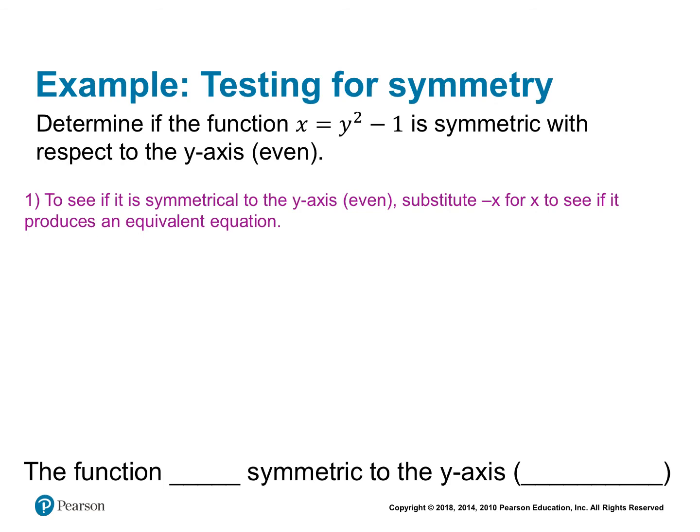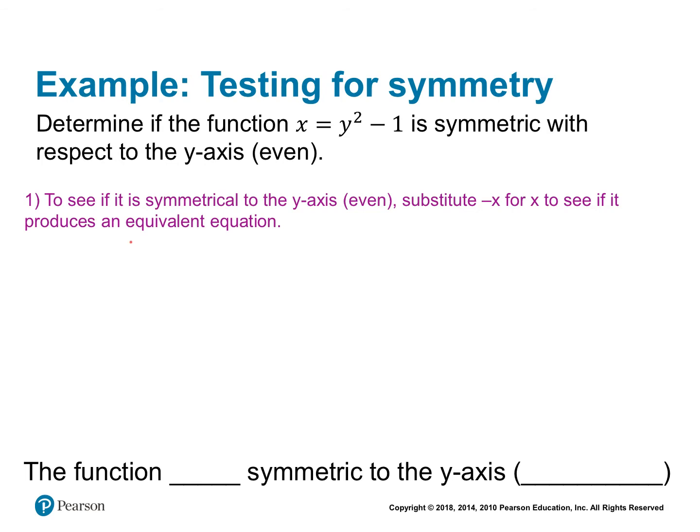So here's some ways we can test for symmetry. This one says determine if the function x equals y squared minus 1 is symmetric with respect to the y-axis. So first we're going to test if it's symmetric to the y-axis, and that would mean that it's an even function. To see if it's symmetrical to the y-axis, we're going to substitute negative x for x to see if it produces something equivalent to the original.